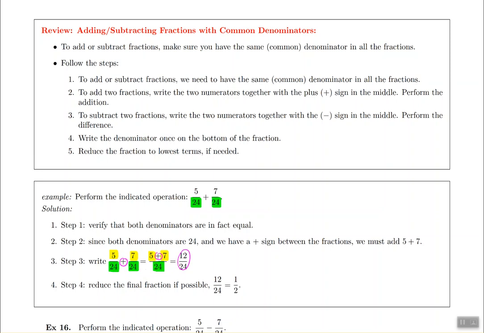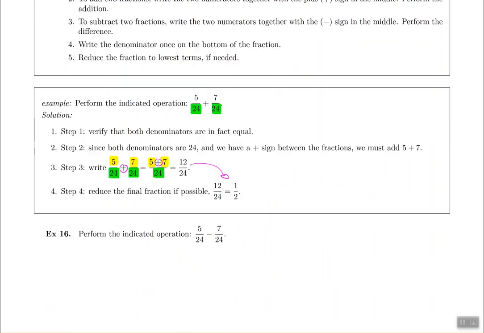In this case, 12 over 24. Once you're done, try to reduce the fraction to lowest terms. 12 over 24 is the same thing as 1/2. So this is how we do the process if the denominators are already matching. If the denominators don't match, we'll have to make the denominators match first by looking for the LCD, making equivalent fractions, then combining. We'll do that on another page.